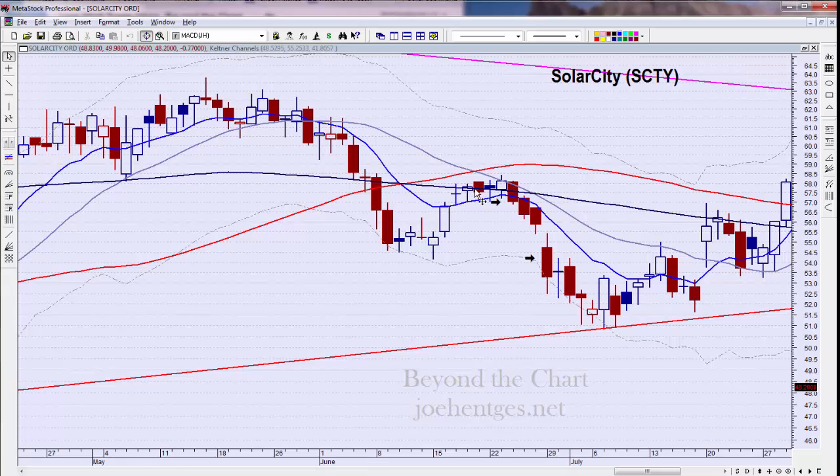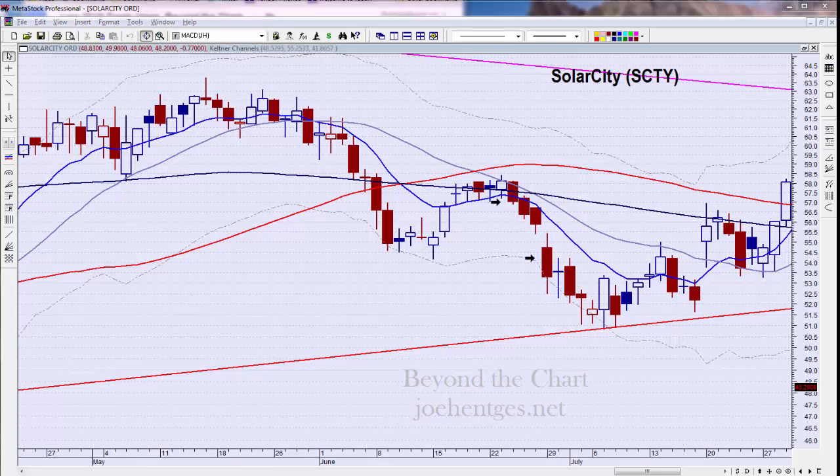Then we got a little pullback right up in here, pulled back above the 10. The 21 crossed below the 55. I was looking for another thrust down. When I saw that this was about to break below in here and close below the 10 again, I wanted to enter at the close of this day. That's where we ended, right here at 57.01, and I set my initial target at 54.16.